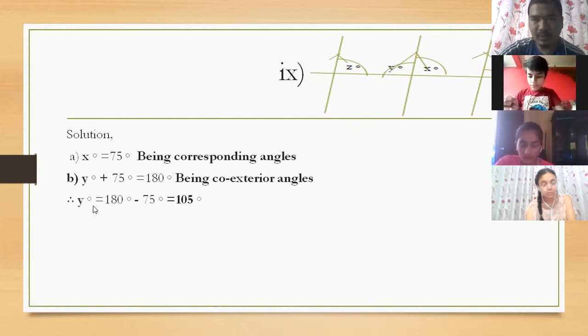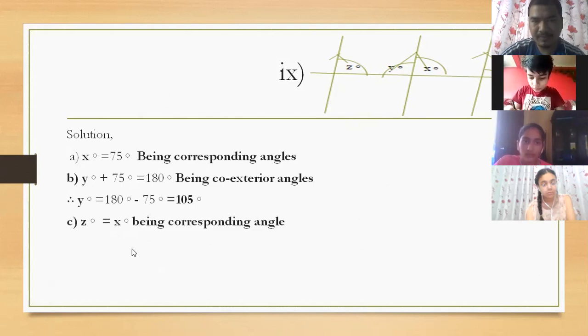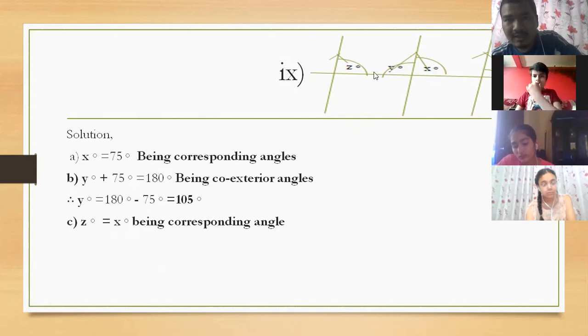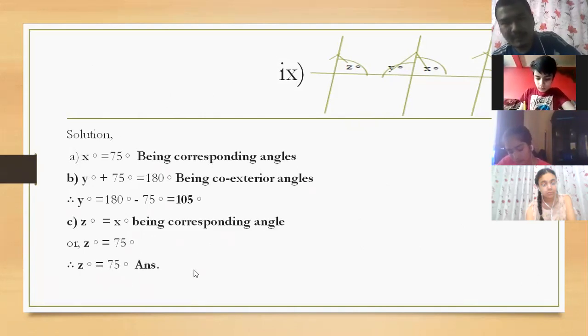And y value we get. y equals 180 minus 75. And z and 75 degree are also corresponding. This one, look here. This inside, this outside. Sir, this also corresponding angle. Good. That's why z value also will come 75 degree. Have you understood, children, this number IX?